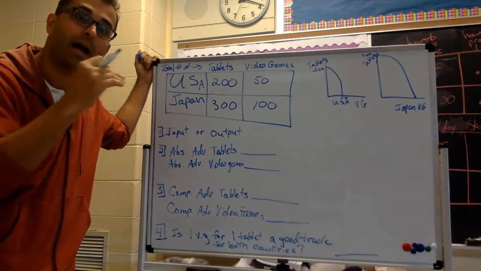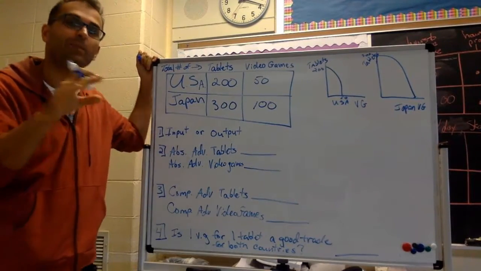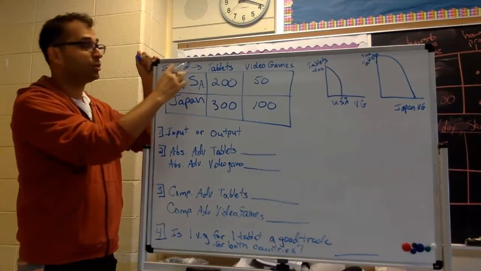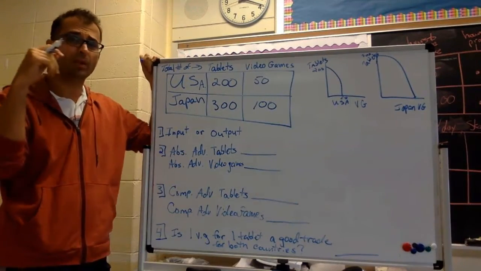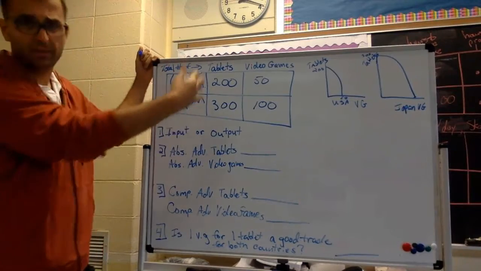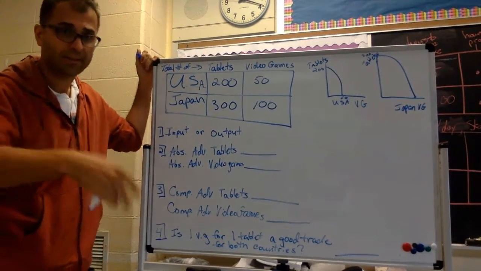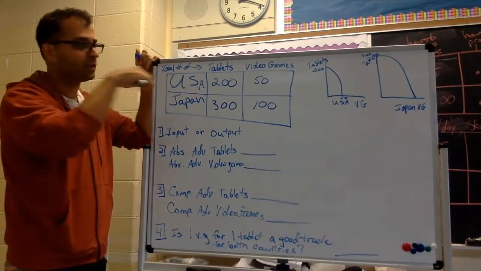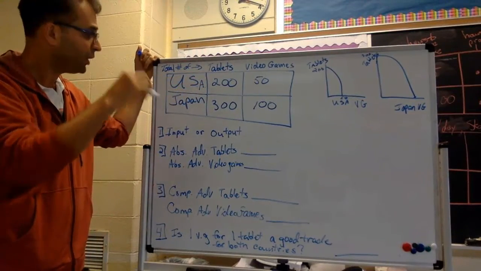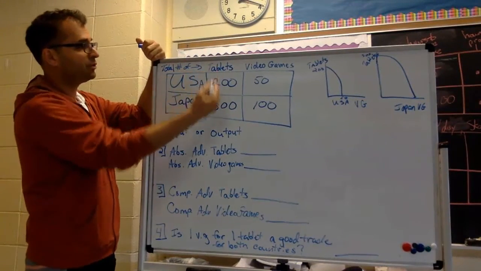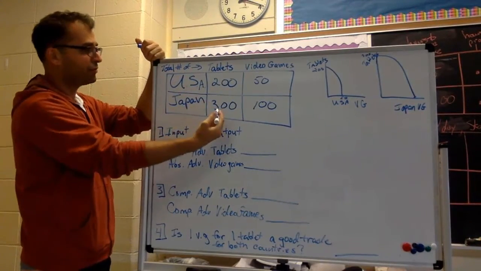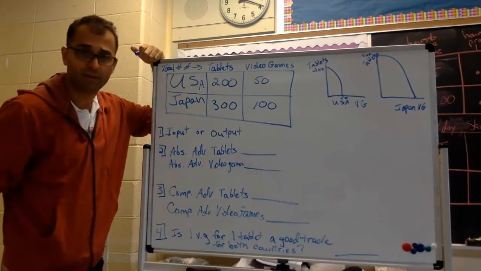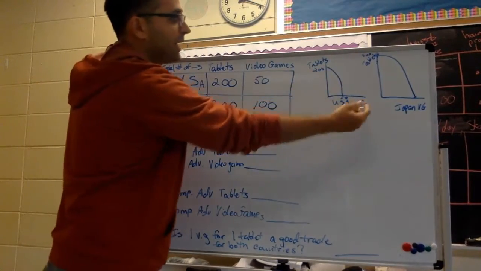So that's total output. It would be input if it was total number of workers it takes to make one of these goods. Total number of acres it takes to make one of these goods. Total number of factories it takes to make one of these goods. So, the United States can make 200 or 50. 200 tablets or 50 video games. Japan can make 300 tablets or 100 video games. Their graphs would look like this.